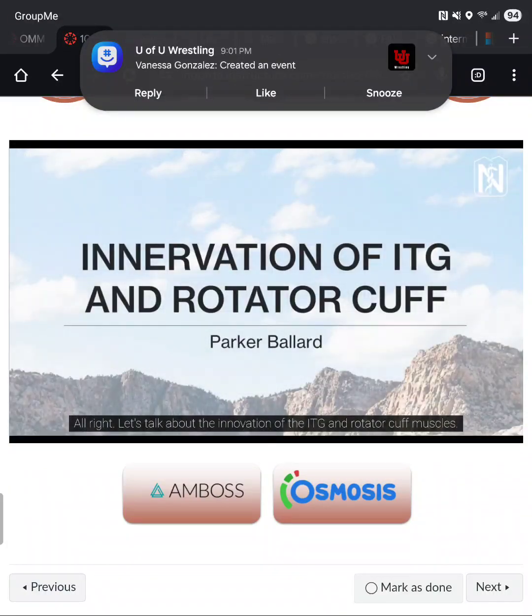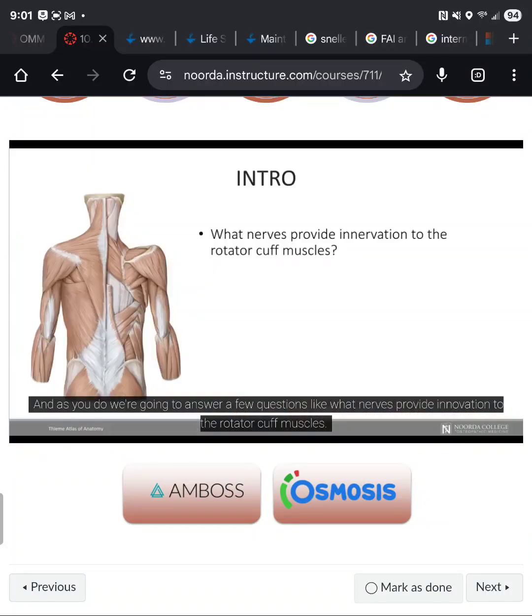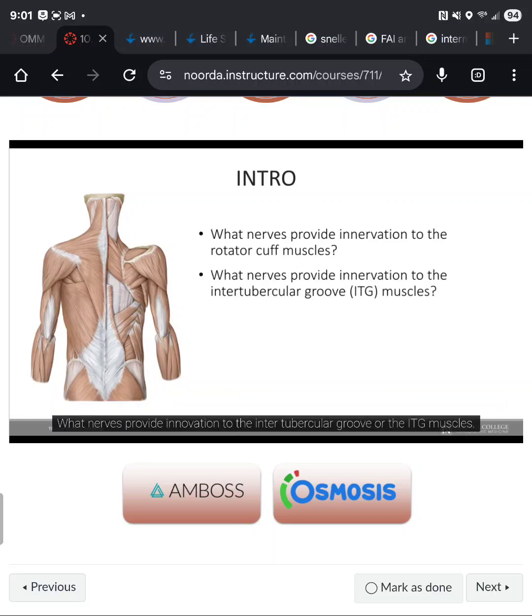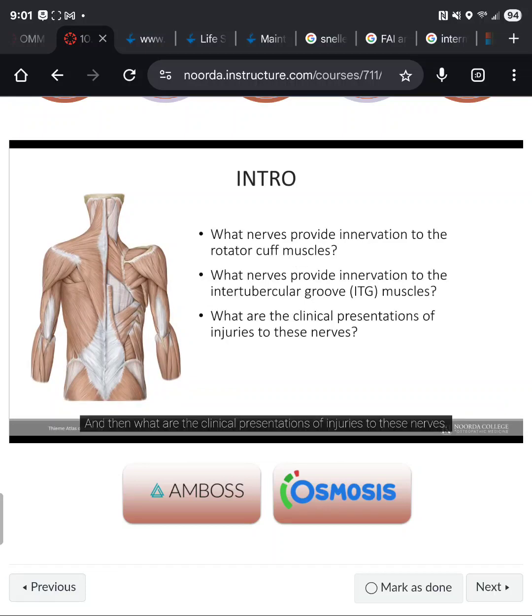All right, let's talk about the innervation of the ITG and rotator cuff muscles. And as we do, we're going to answer a few questions like what nerves provide innervation to the rotator cuff muscles, what nerves provide innervation to the intertubercular groove or the ITG muscles, and then what are the clinical presentations of injuries to these nerves.